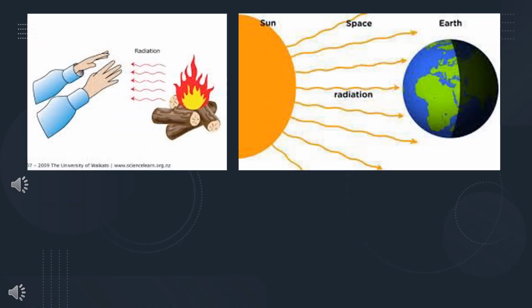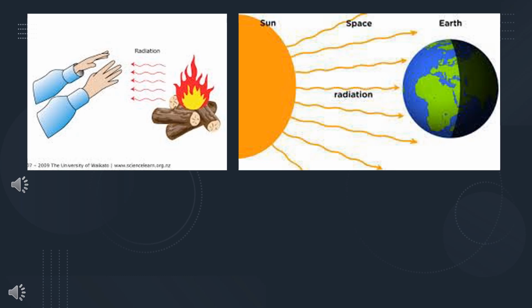Observe the pictures given here. On the left hand side, a person is trying to take warmth from the bonfire, and on the right hand side, we know that our earth gets all its energy from the sun. Now this is also transfer of heat, correct? In this transfer of heat, what is the medium over here?